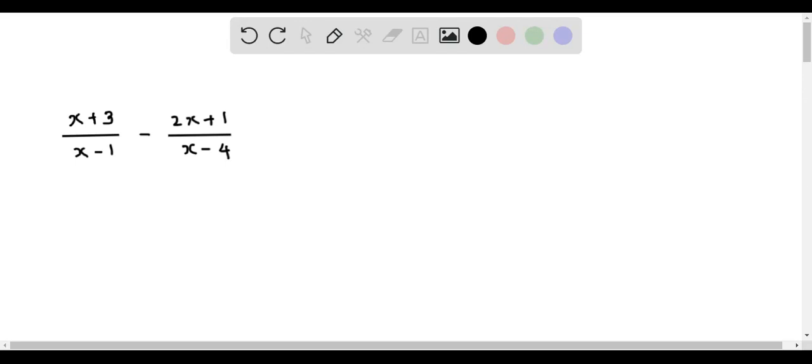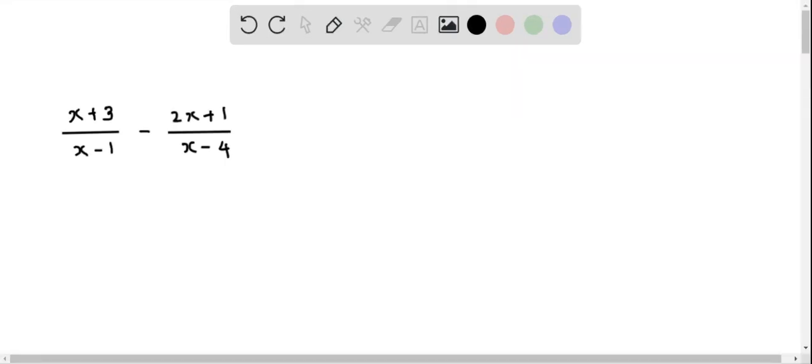We will now rewrite this given rational expression using a common denominator and simplify it. So in the first rational expression, the denominator is x minus 1. And in the second rational expression, the denominator is x minus 4. Therefore, the common denominator is the product of these two denominators, that is (x minus 1)(x minus 4).